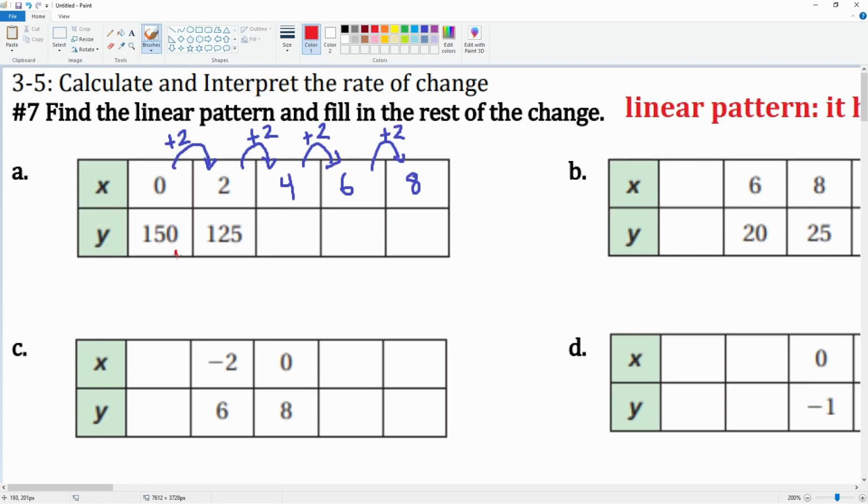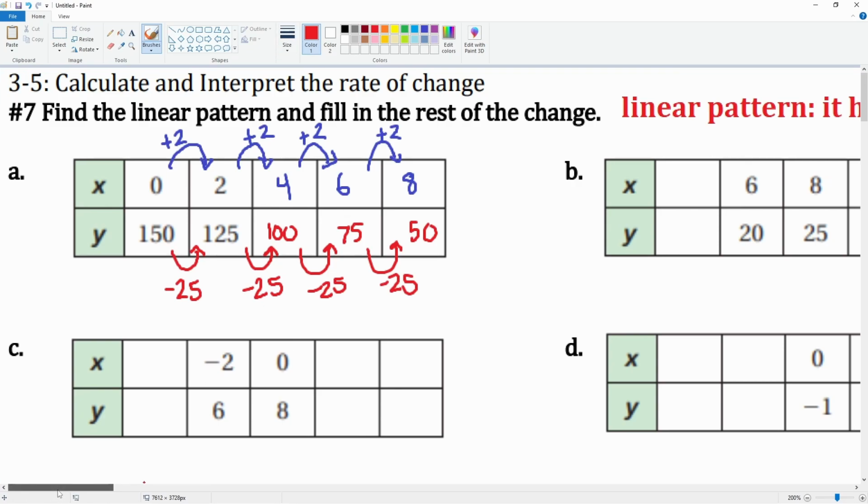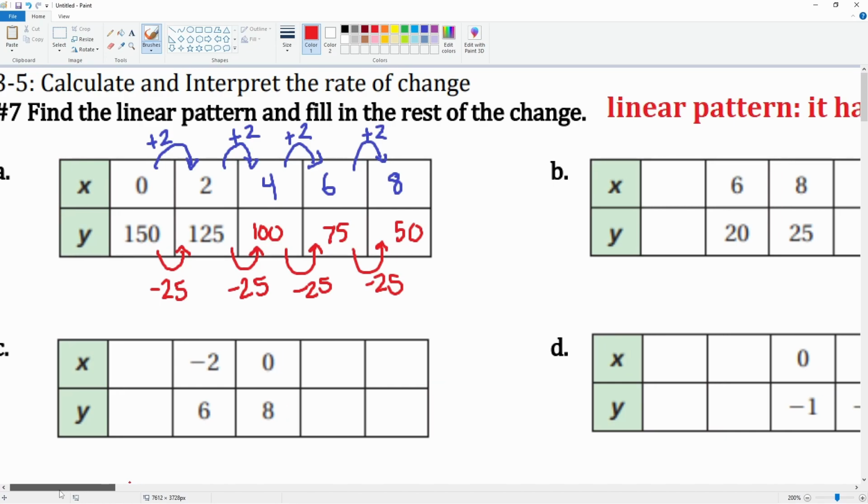Let's look at the y. From 50 to 125, it minus 25. We minus 25 again to get 100. From 100, we minus 25 to get 75. And from 75, we minus 25 to get 50. That would be the pattern if it is a linear pattern, and that is how you get the rest of the values following our linear pattern.